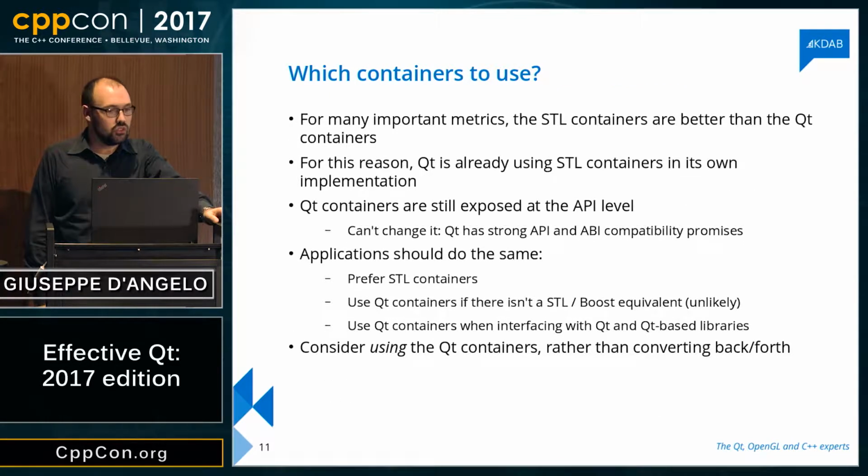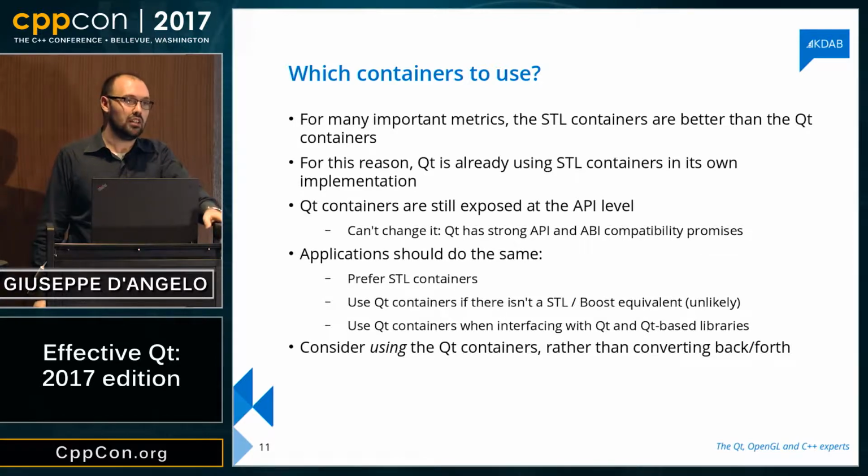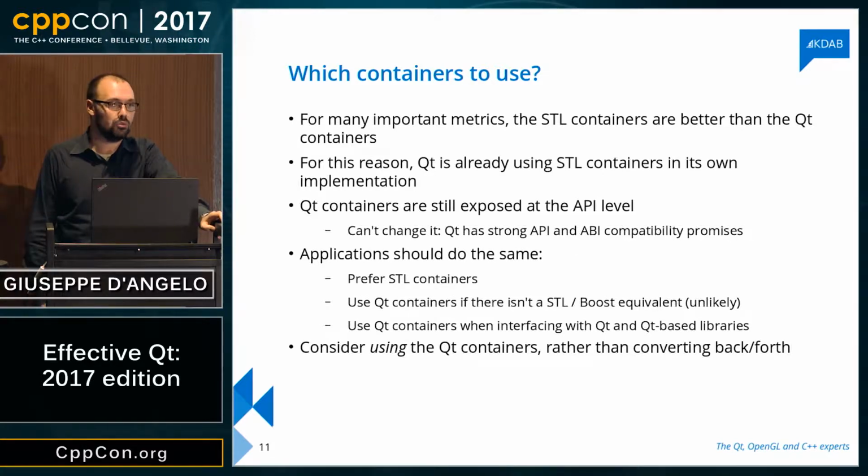Right, so which ones should I use? My recommendation would be, for many important reasons, stick to the standard library containers. Yep, this recommendation is so good that actually Qt is already using standard library containers inside its own implementation. Yeah. However, Qt has a very strong API contract, so we cannot just change our APIs to take and return standard library containers. And for that reason, Qt still exposes its own containers at the API level. And my recommendation would be do the same. Prefer the standard library containers for your own code, especially for your business logic.